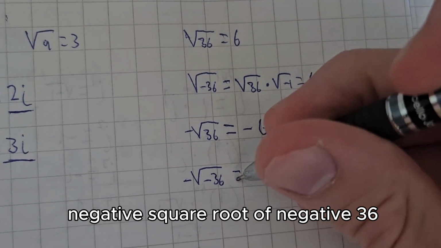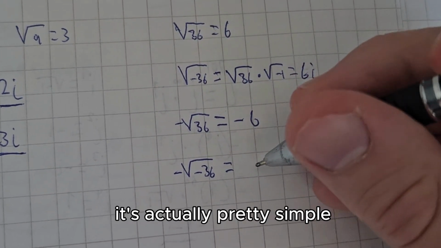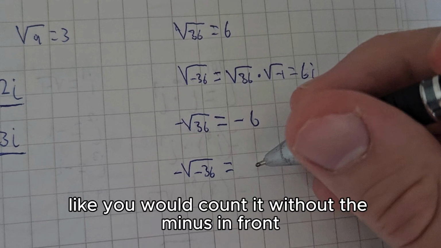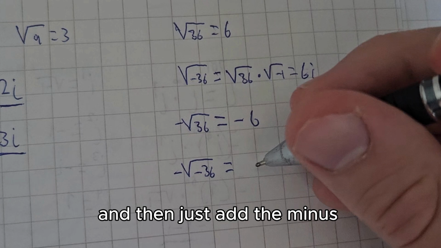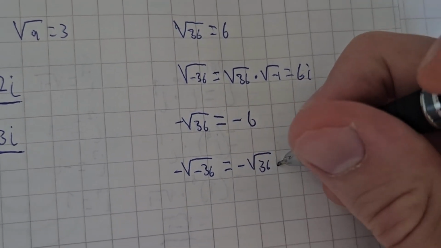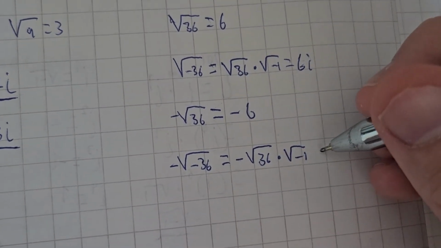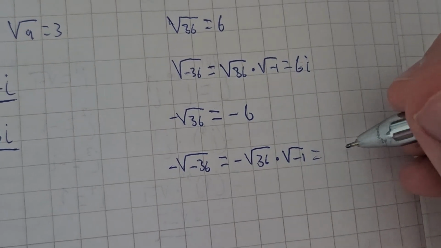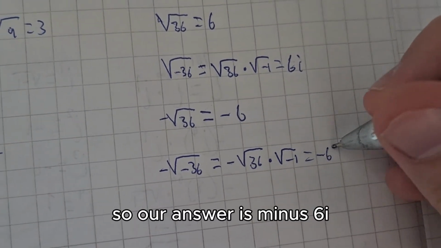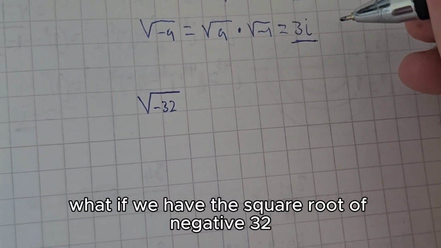Now, negative square root of -36, this might look tricky, but it's actually pretty simple. Just count it the same way like we would count it without the minus in front, and then just add the minus. So our answer is -6i. What if we have the square root of -32?